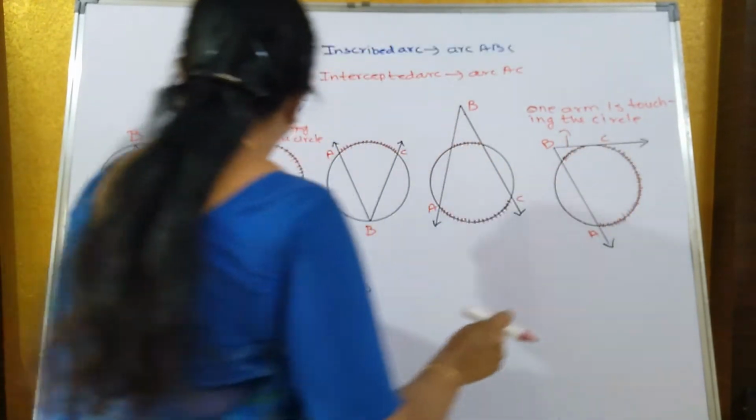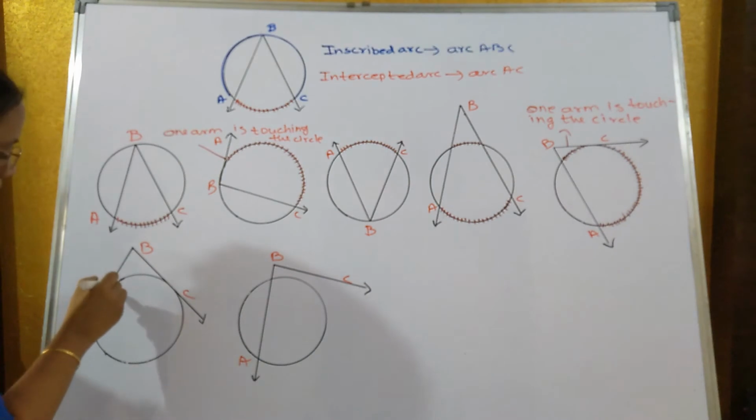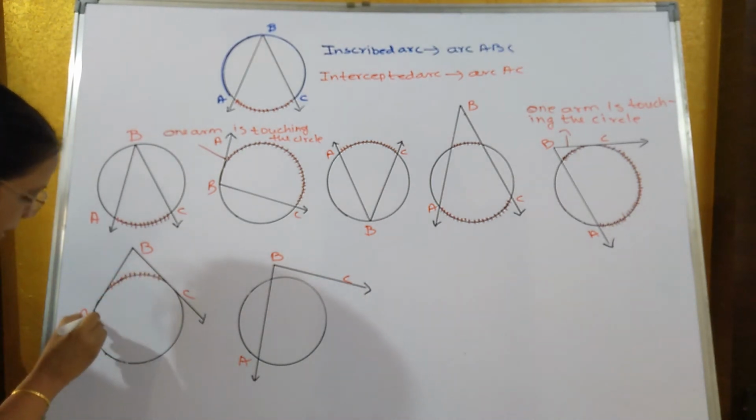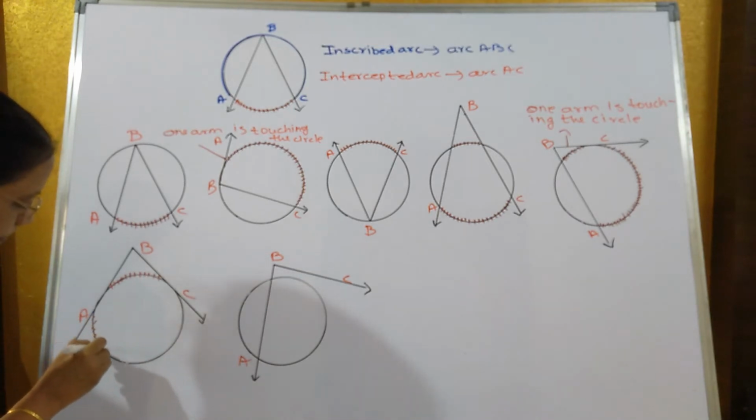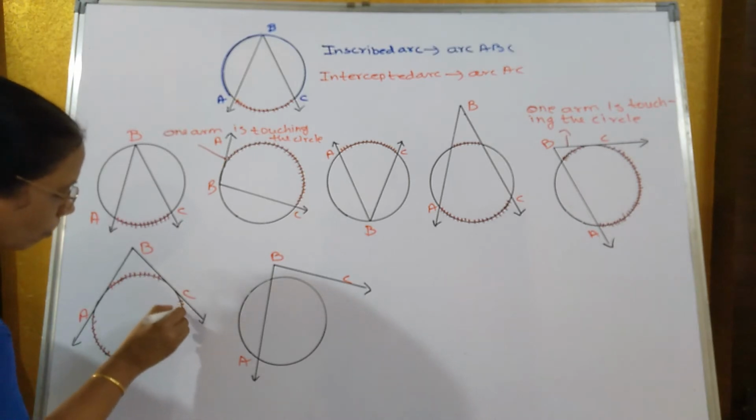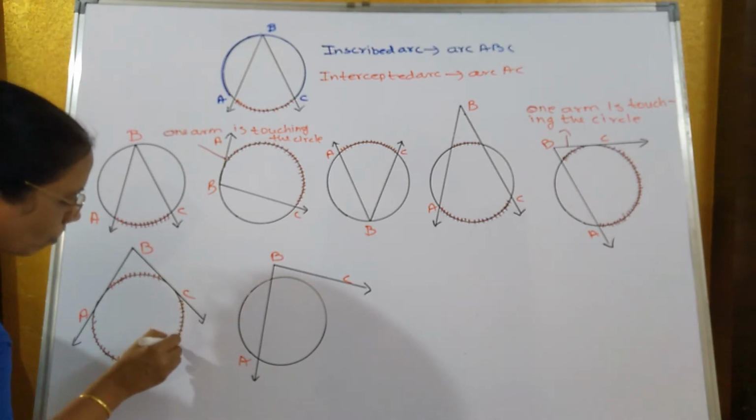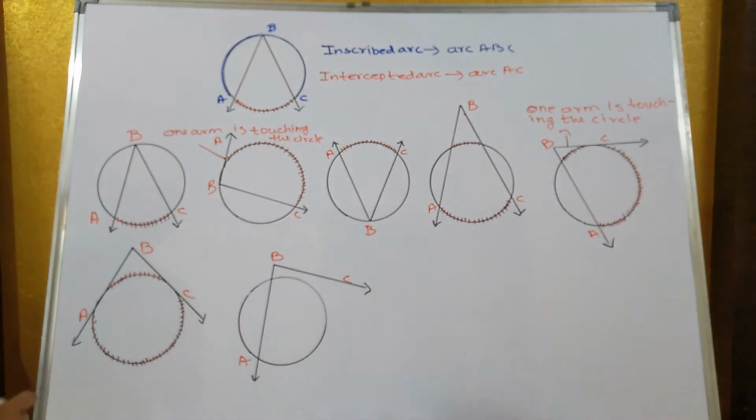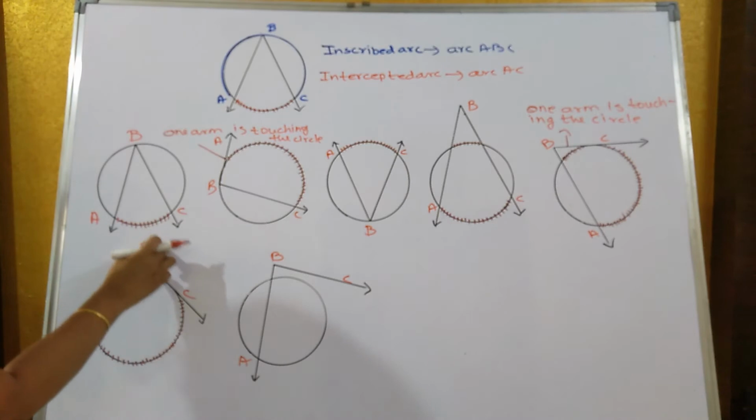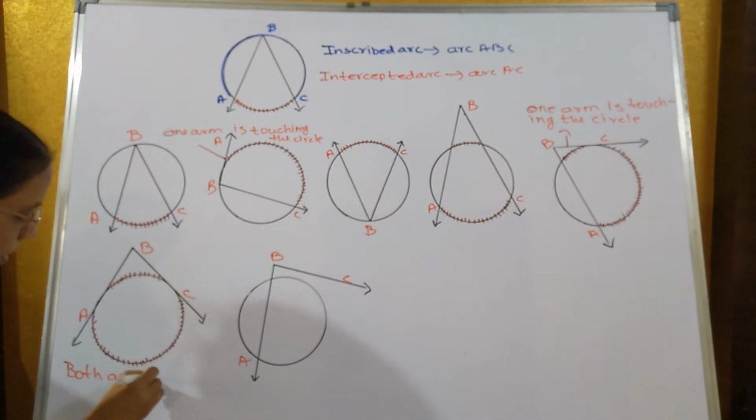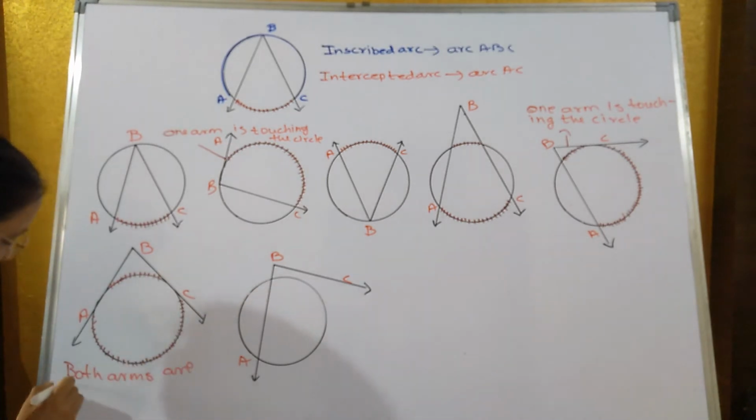Now look at this figure. Here also there are two intercepted arcs. One is this and the next one is this. And here both the arms, arm AB and arm BC, are touching the circle.